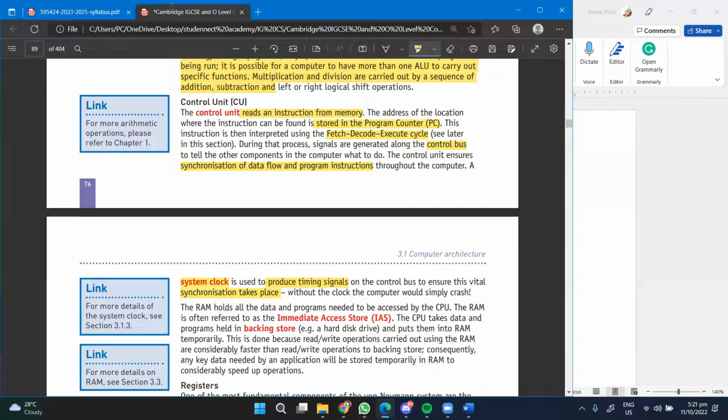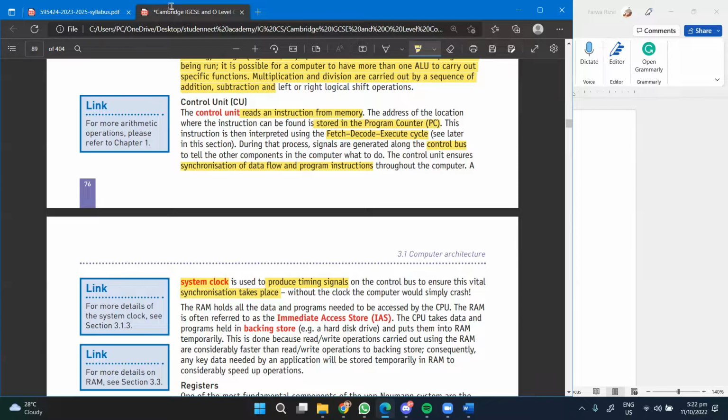Synchronization is not exactly that, but it's like to be in sync with something, to make sure that everything is happening in a specific given time frame, and it's in sync with the other processes taking place. Okay. Right? So without the clock, the computer would simply crash. It would not be functioning properly at all.